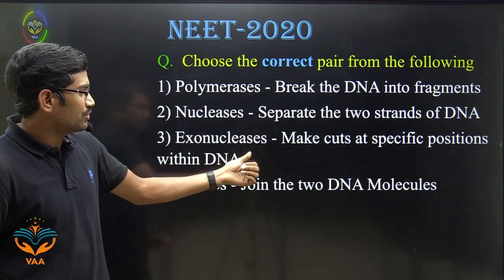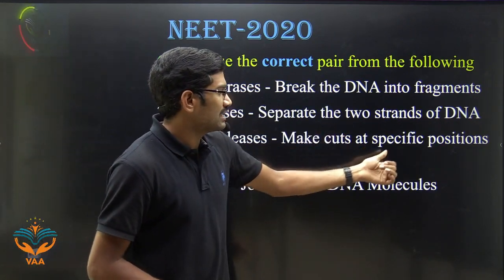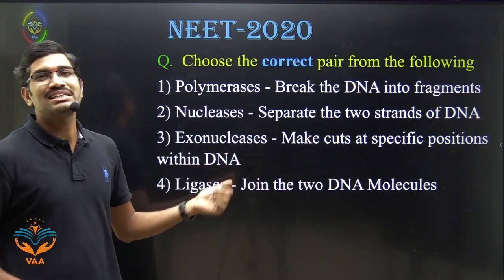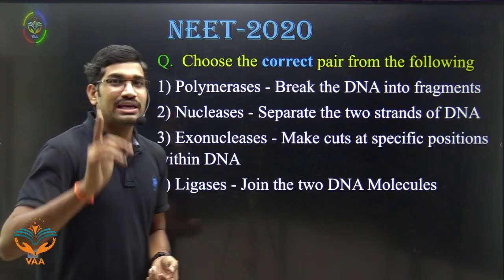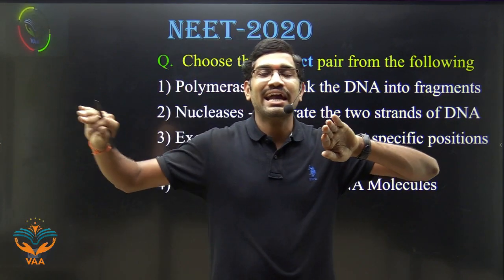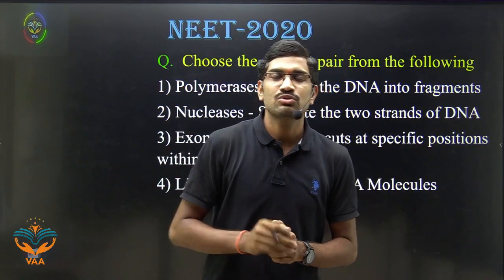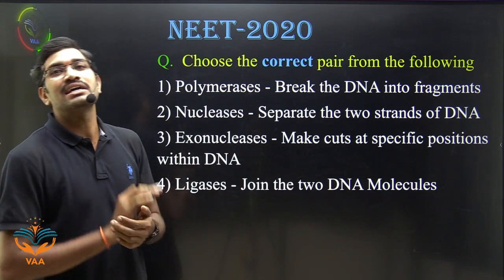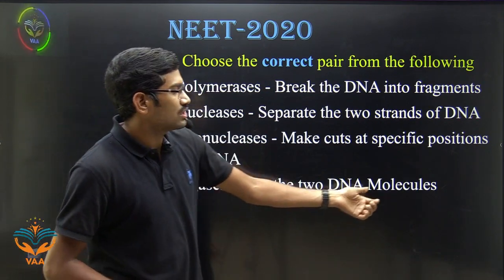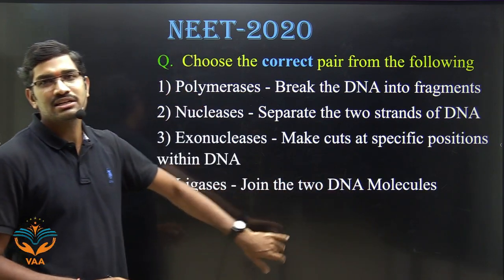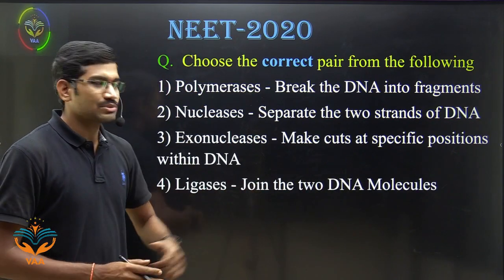Next one, exonucleases make cuts at specific positions within the DNA. Please remember, they are saying within. Exonucleases will act only at the end phosphodiester bonds, so they will not act within the DNA strand, so this is wrong. Next one, ligases join the two DNA molecules and this is correct, so the correct answer is option 4.